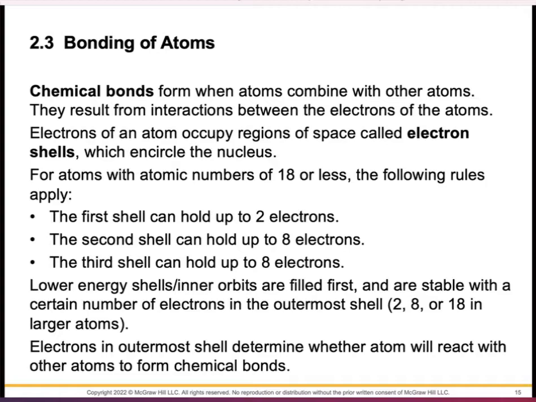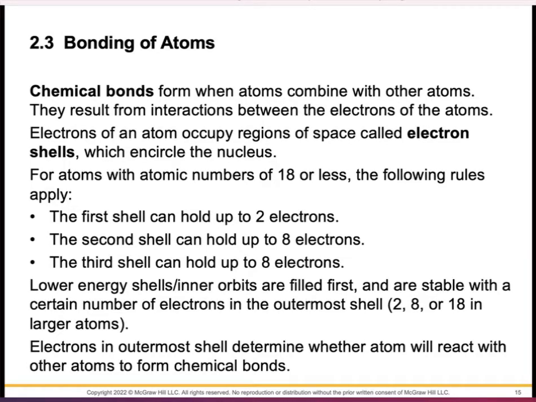So let's talk about some bonding of atoms. Chemical bonds form when atoms combine with other atoms. They result in interactions between the electrons of these atoms. Electrons of an atom occupy regions of space called electron shells, okay? And these electron shells are what we saw that encircle the nucleus. So what you see those electrons floating on, those are what we refer to as electron shells.